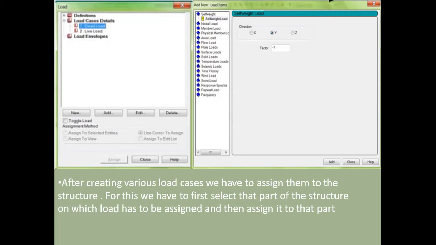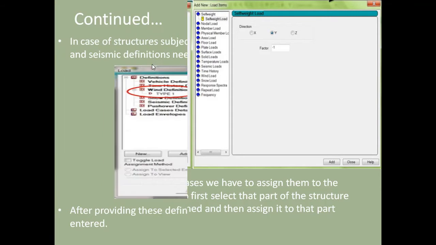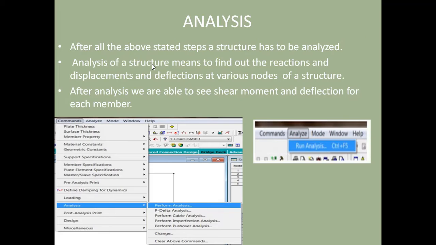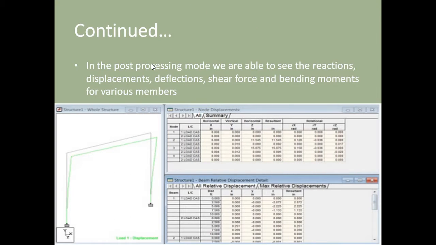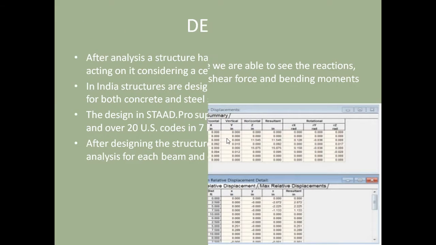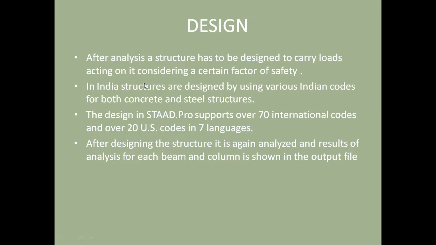This is the basic interface of STAAD.Pro, where you're going to assign the self weight and the live loads, everything. This is the analysis part. These are the node placement and displacement values. After that we're going to do a design. After analyzing, we will do the design part.